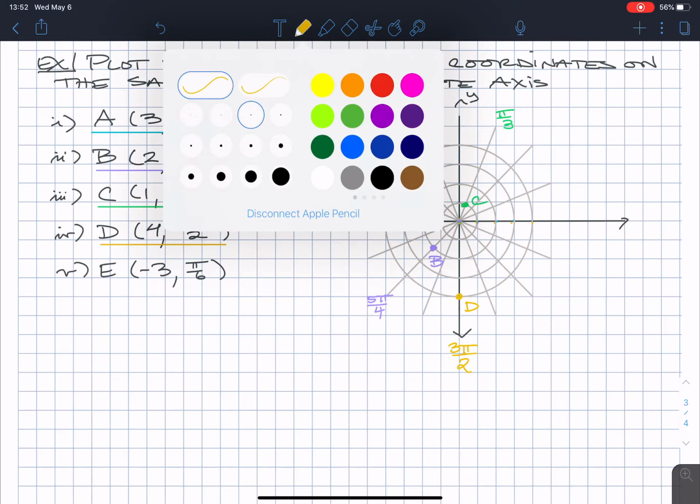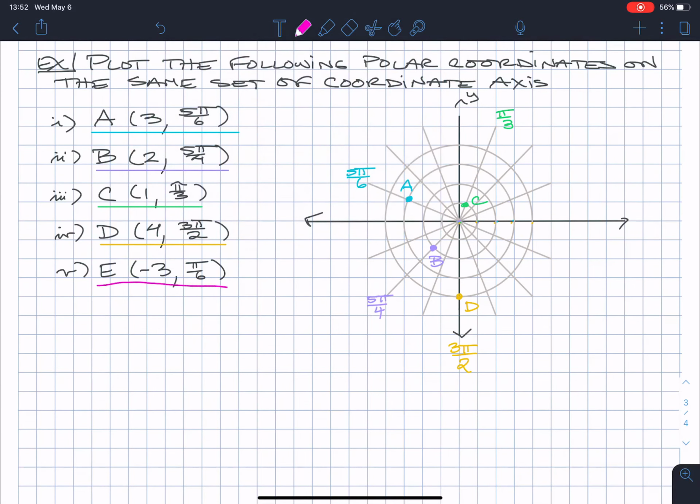Now here comes the pièce de résistance, as it were, E. From the pole, I'm going out a negative 3. So 1, 2, 3 to the left, because my radius is negative. And then I'm only sweeping out pi over 6 from there. Notice that because my radius was negative, this is just a 5 pi over 6 sweep. However, I end up at 7 pi over 6.